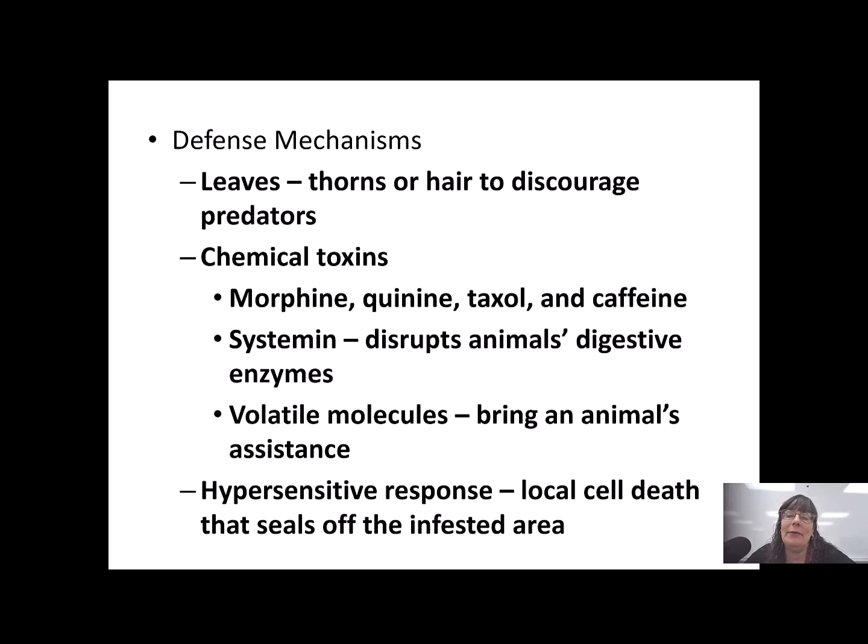Cysteamine is a chemical that's going to make the animal sick and disrupt their digestive enzymes so they cannot digest what they eat. And then volatile molecules is what I had mentioned in class before, where whatever the herbivore is, the plant will release volatile chemicals, and that will bring the predator of that herbivore so that they won't eat the plant. Instead, they're going to have to try to get away from their predator. And then there's also something called the hypersensitive response. Basically, if damage happens, the plant will seal off that area. So if you have local cell death, it will be contained in that particular area.